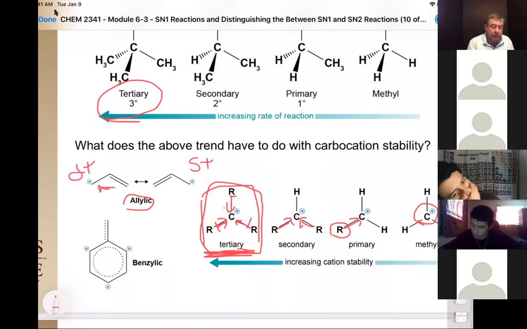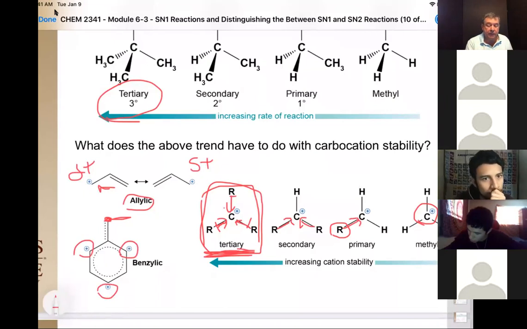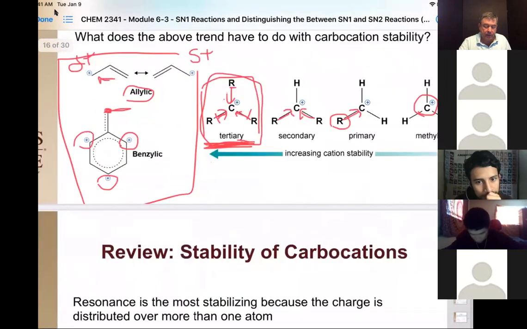And when we have a leaving group that leaves on the CH2 on a benzene ring, we again gain stability of the system because we can share that positive charge with the benzene ring. So that makes these two right here even more stable, which makes them react faster than even our tertiary carbocation here. So let's look into a little bit about that.